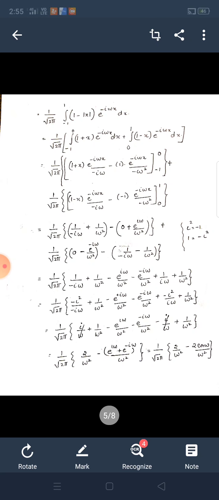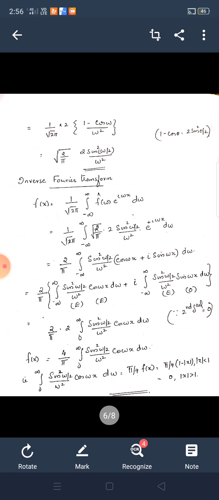And then you rearrange, and you are getting the answer as 1 by root of 2 pi, 2 by omega square minus e raised to i omega plus e raised to minus i omega by omega square, which is equal to 1 by root of 2 pi, 2 by omega square minus, e raised to i omega plus e raised to minus i omega, that becomes 2 cos omega. How do you get 2 cos omega? You substitute e raised to i omega as cos omega plus i sin omega, and e raised to minus i omega as cos omega minus i sin omega, and when you add you get 2 cos omega. So 2 cos omega by omega square.